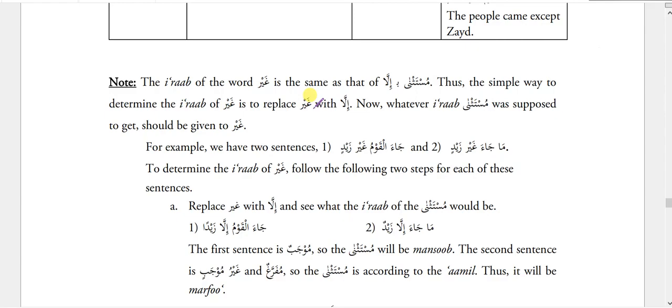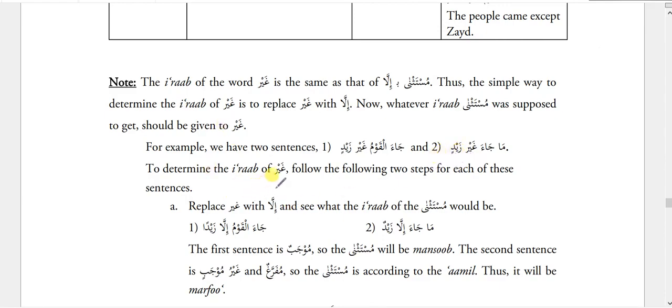The i'rab of the word ghaira is the same as that of illa, the mustasna. Thus the simple way to determine the i'rab of ghaira is to replace ghaira with illa. Now whatever i'rab the mustasna was supposed to get should be given to ghaira. For example, we have two sentences: Ja'a al-qawmu ghaira zaidin. Ma ja'a ghaira zaidin.